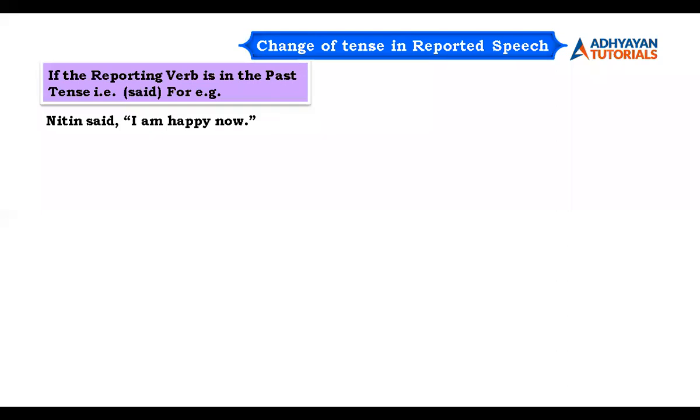Nitin said, I am happy now. What is the bahar ka verb? Tell me what is the bahar ka verb? Said. What is the tense of the bahar ka verb? Past. Remember, you will change the tense of the verb inside.